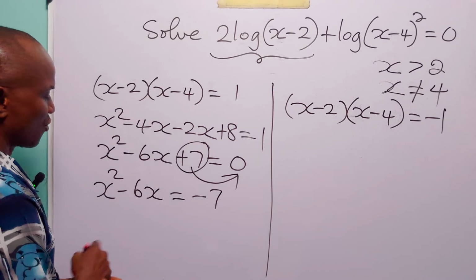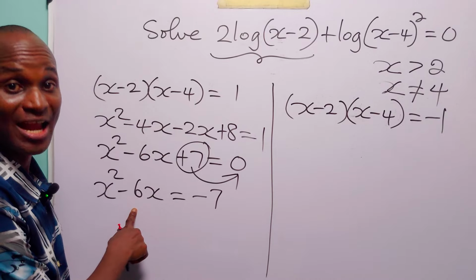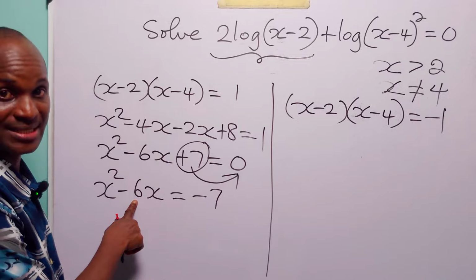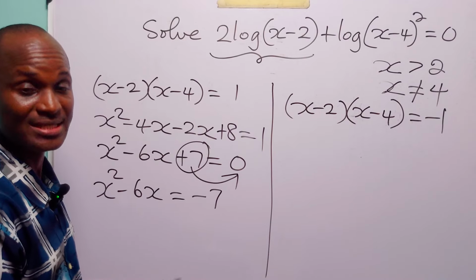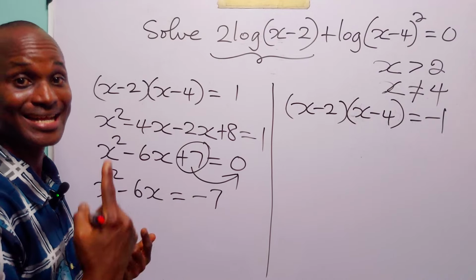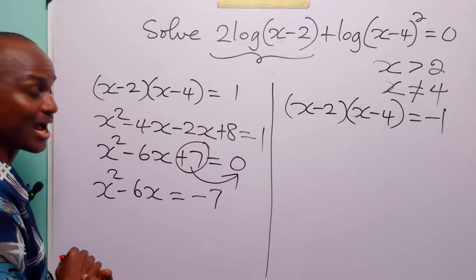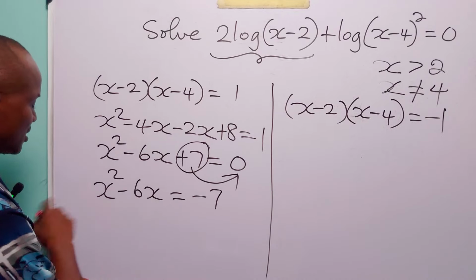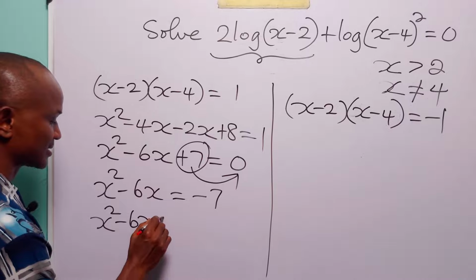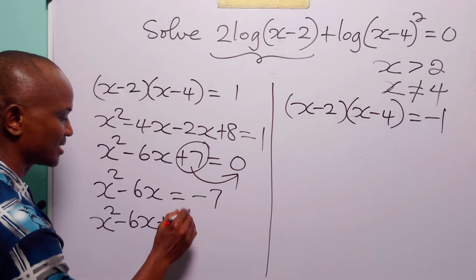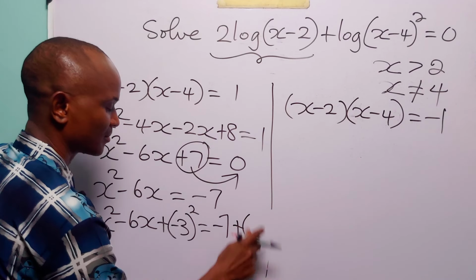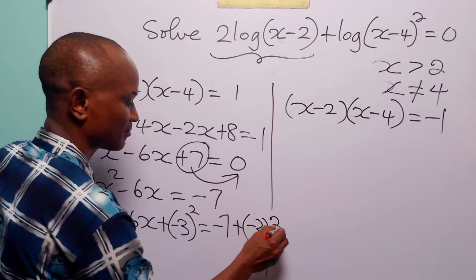When we do that, we are going to complete the square on the left-hand side. Now, what is the coefficient of x? It is minus 6. What is half of minus 6? Minus 3. And what is the square of that? Minus 3 squared. So we are going to add that to both sides of the equation. When we do that, we have x squared minus 6x plus (minus 3) squared is equal to minus 7 plus (minus 3) squared.